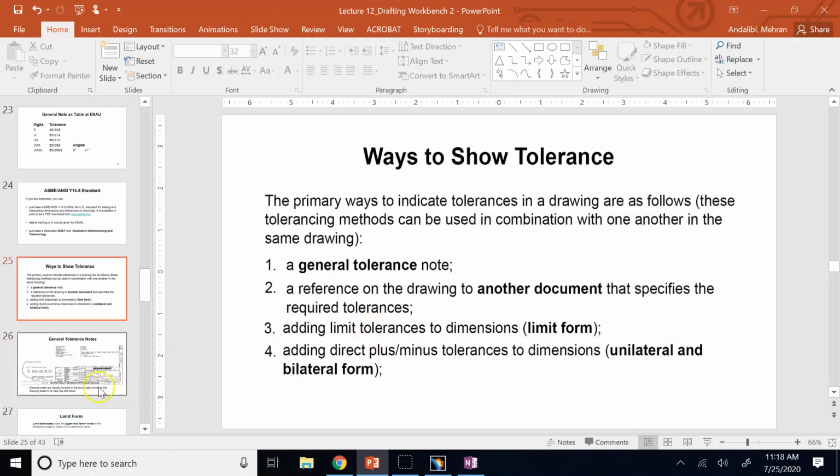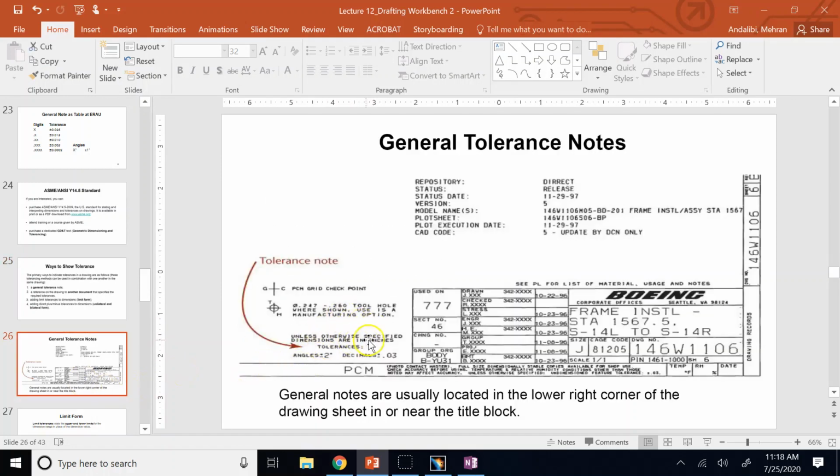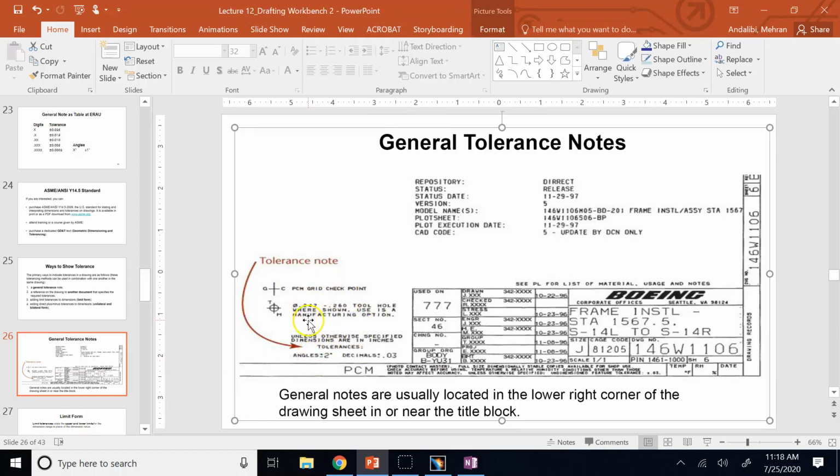And in the note, you say that all dimensions are in millimeters or inches, and all tolerances are plus minus that much for the dimension, for the decimals, and plus minus so much for the degrees, angles. So you can put a general note next to or inside the frame and title block. And you say unless otherwise specified. So what does it mean?